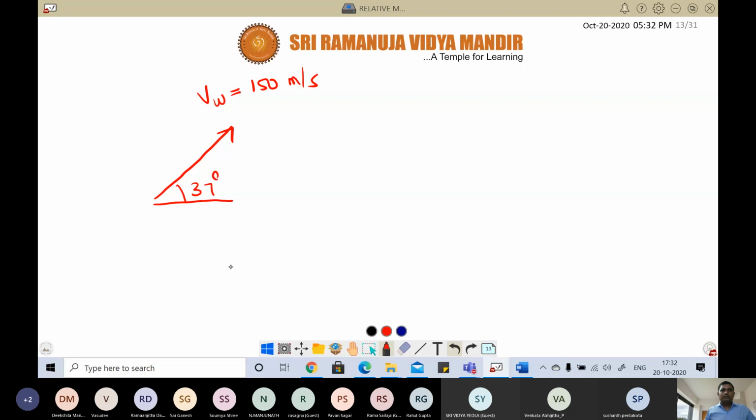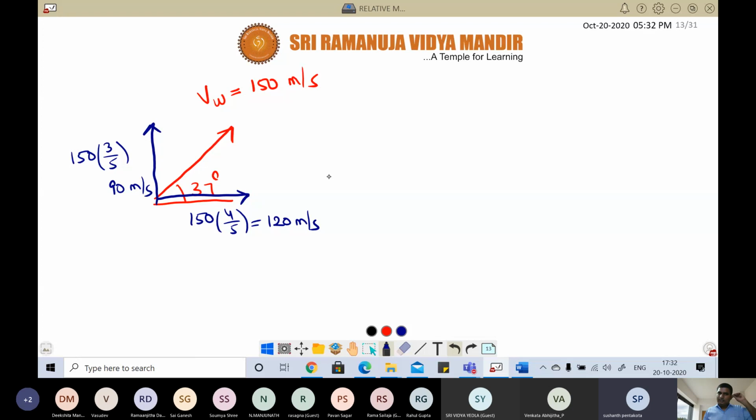If I resolve this into two components, I'll get how much? This component is how much? 150 cos 37. Cos 37 is 4 by 5, so that is 5 fours, that means 120 meters per second. And in this direction, I have 150 sin 37. Sin 37 is 3 by 5, 5 threes, 3 fifties are 90.